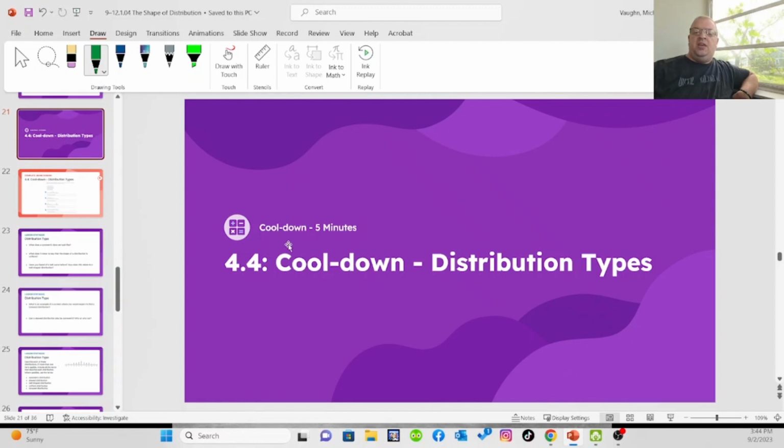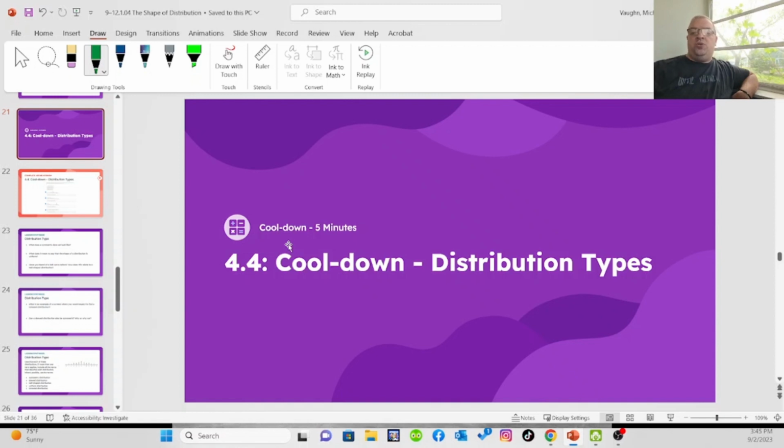Okay. And now we're going to end with our cool down. Remember, our cooldowns must always be completed on the Kidam website. So if you have not gone to the website yet, please do so now. We're going to do cooldown 4.4, which is titled Distribution Types. We're going to have about 5 minutes.